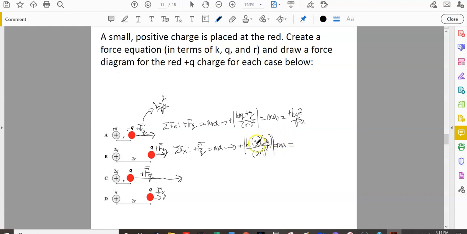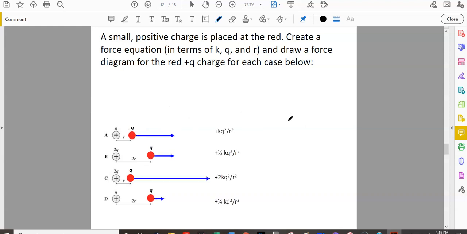Well, that mass times acceleration, I'm going to then multiply this all out. That's going to be 2kq squared over 4r squared. And that is exactly what I imagined. That is 1/2 kq squared over r squared. So the force B is actually going to be 1/2 of the original force. Well, if you haven't tried C and D, please do so now. Okay, I've put the answers on the next slide.